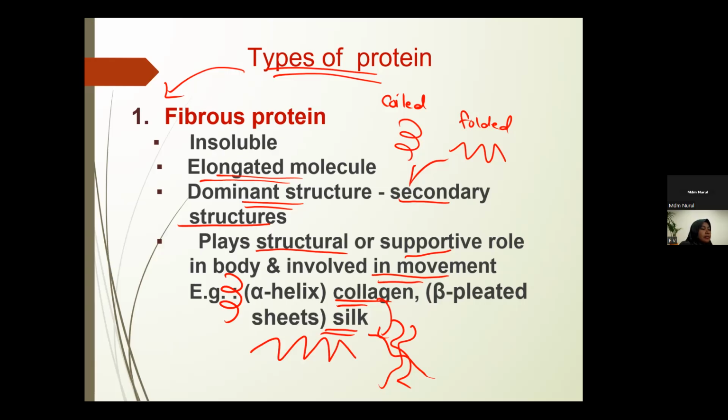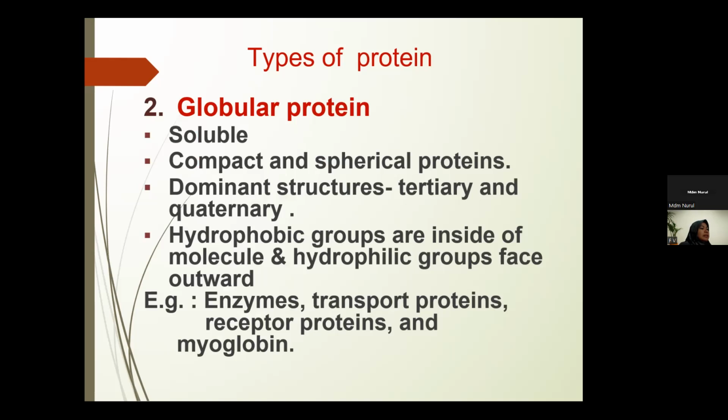Okay, done. Alright. Okay. Second one, type of protein. Jenis protein yang kedua is globular protein. So we can make short notes over here. Types of protein ada dua. Number 1 is fibrous protein, and number 2 is globular protein.